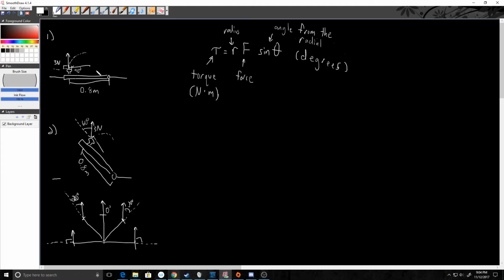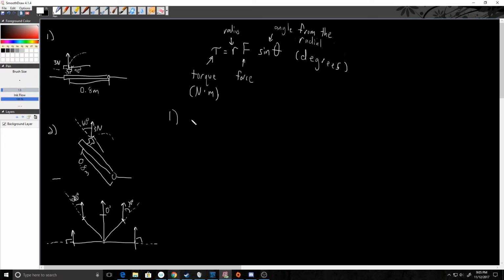So two scenarios here. Both of them involve opening a door, opening the same door using the same amount of force. I'm going to apply 3 newtons of force to this doorknob. At first, the door is closed and I'm pulling directly away from it. So if I extend out the radial, I'm pulling at 90 degrees to the radial. So let's go with number 1.